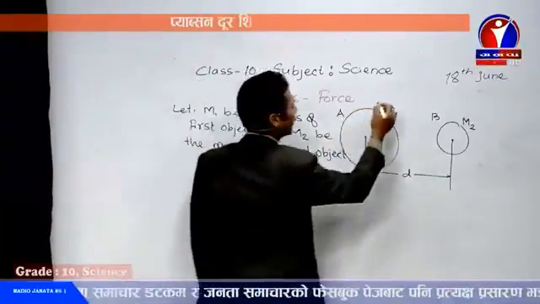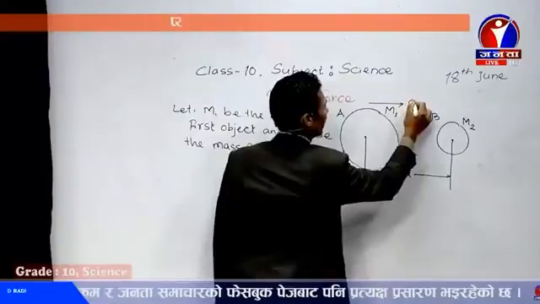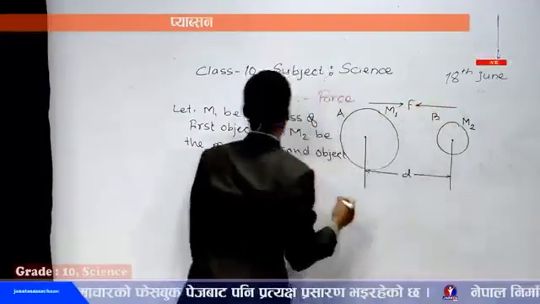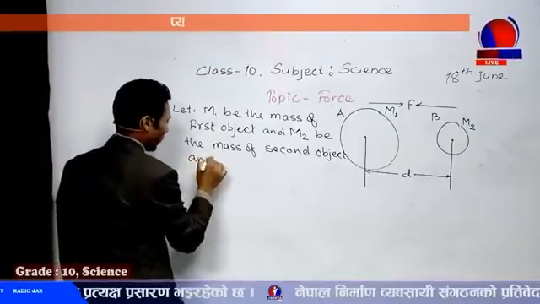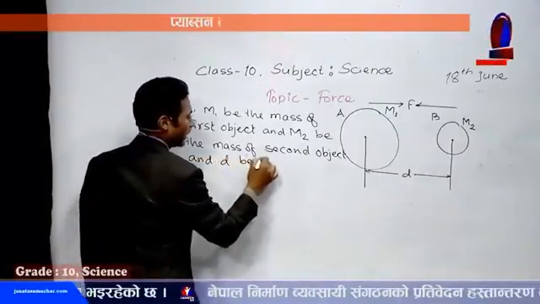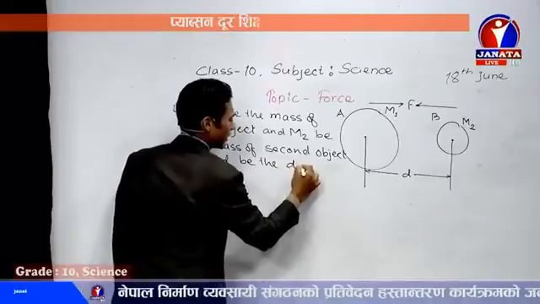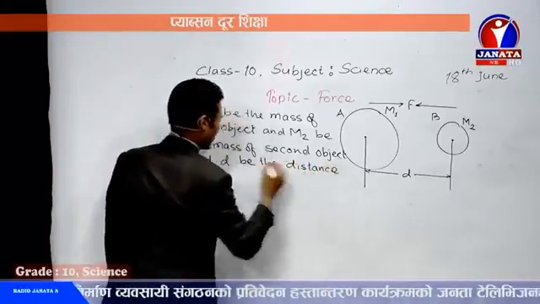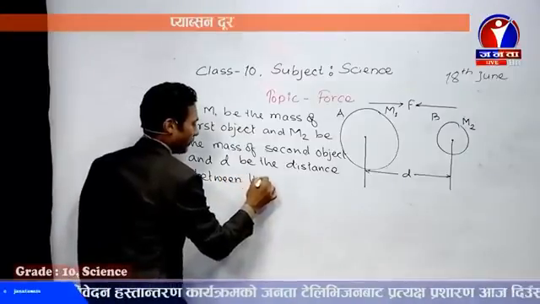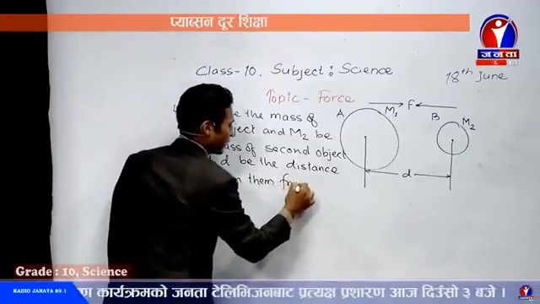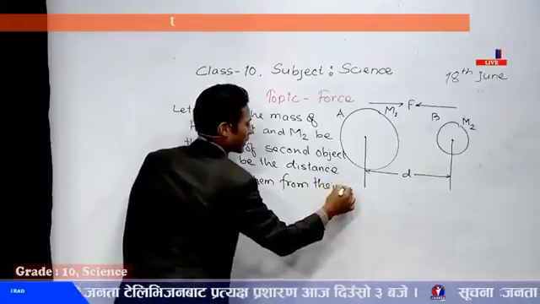Now if F is the force of attraction between these two objects, and the mass of the second object is given, and d is the distance between them from their center.